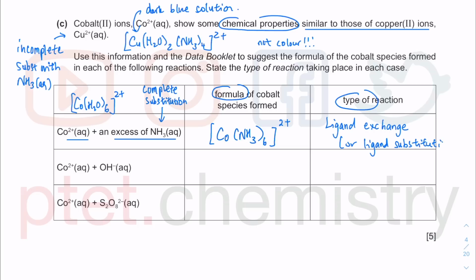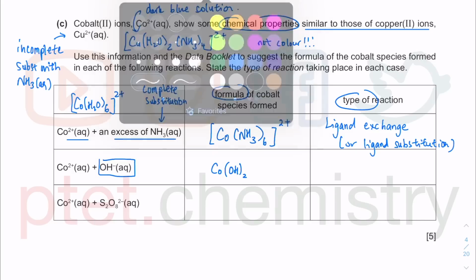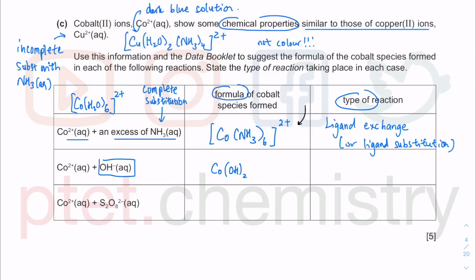On to the next part of the question. When you react with hydroxide, just like copper(II), you will precipitate out the metal hydroxide. So here you get Co(OH)2. They haven't talked about color, obviously, but this is actually a bronze color. When I said this, I meant the NH3 complex here is brown in color.